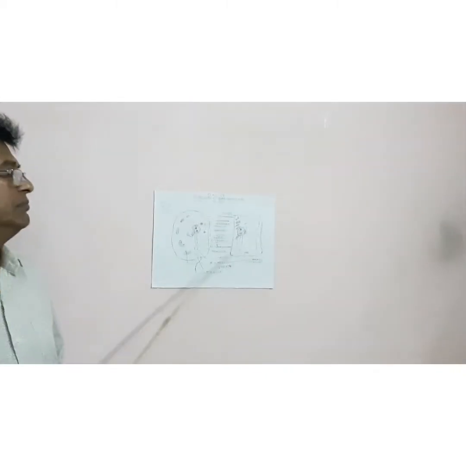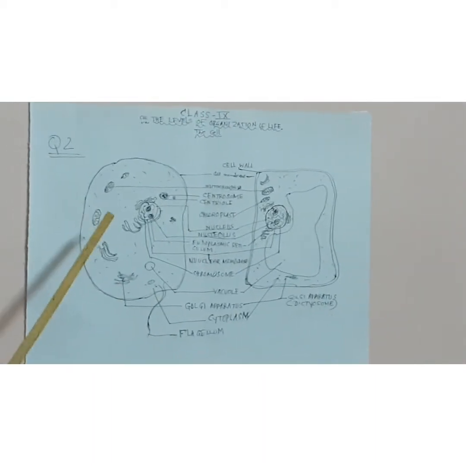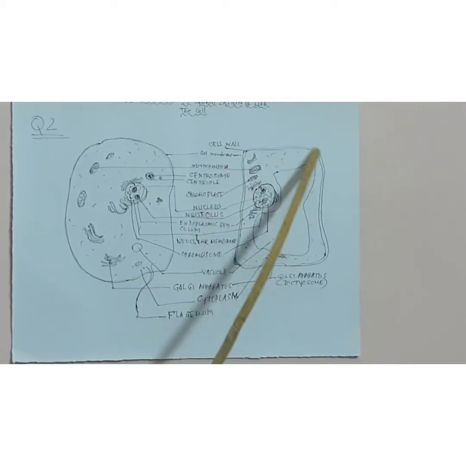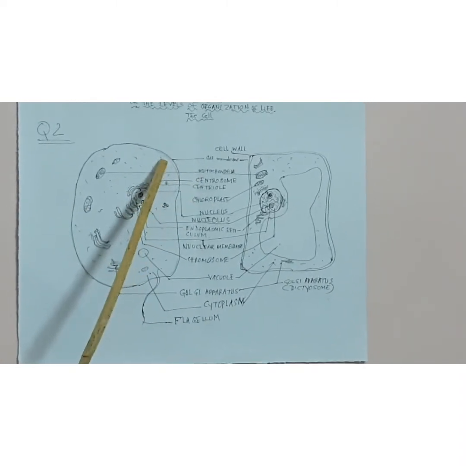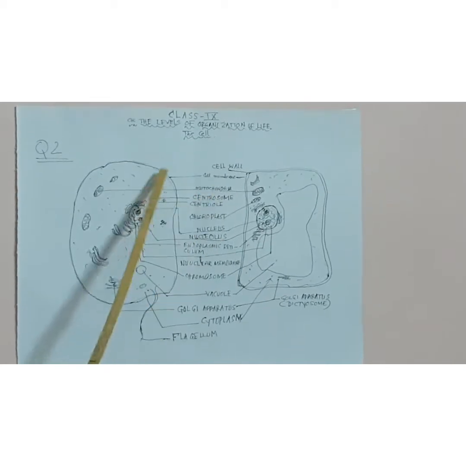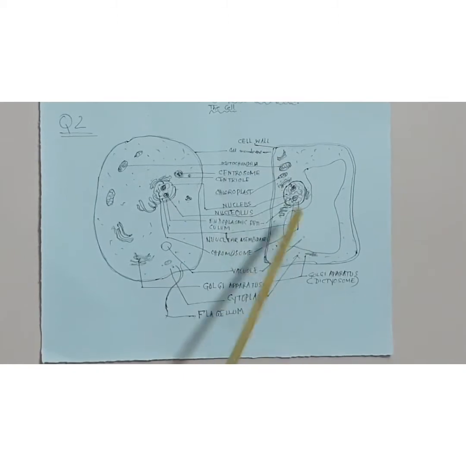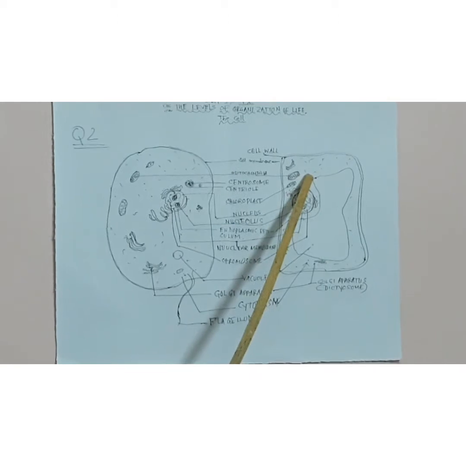Here is question number 2. It is asked to draw and label a plant cell and an animal cell. Here is the diagram. You see, here is the animal cell and here is the plant cell. Now in the animal cell you see there is no cell wall, and then mitochondria, cell membrane. Centrosome is present only in the animal cell, not present in the plant cell.